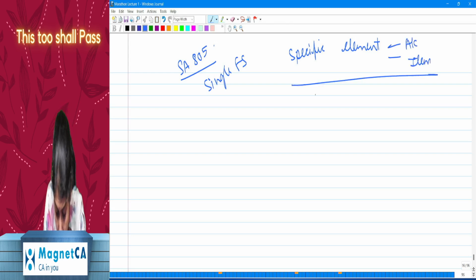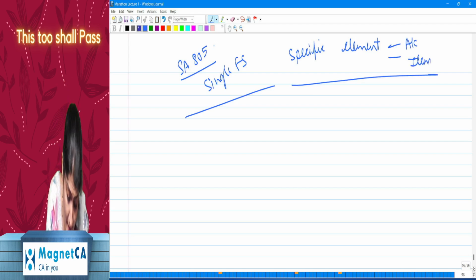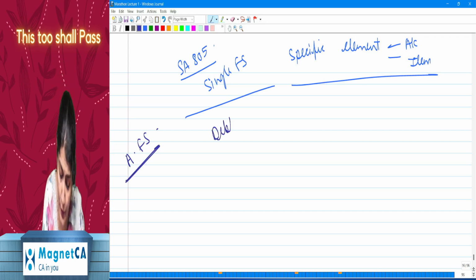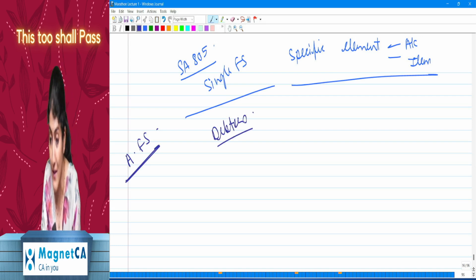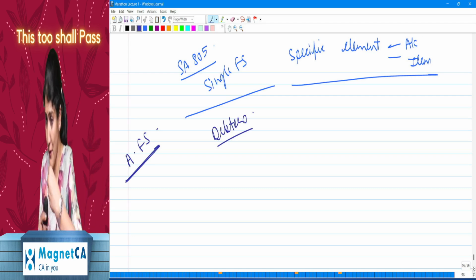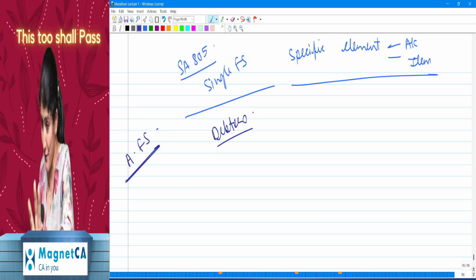Can it be a different auditor? Yes. Now, for example, I have only done the audit of the entire financial statements and they are telling me, now give us a report on debtors only. You'll say, what's the big deal? Anyways, I have done the audit of your entire financial statement. For each and every item account, I can give you a separate audit report.